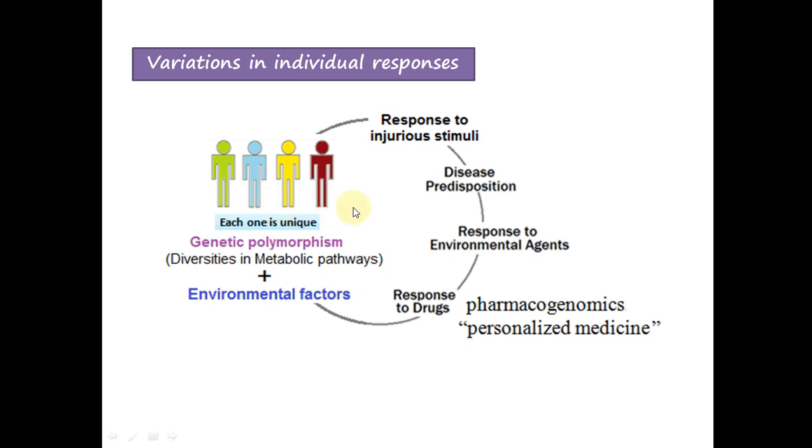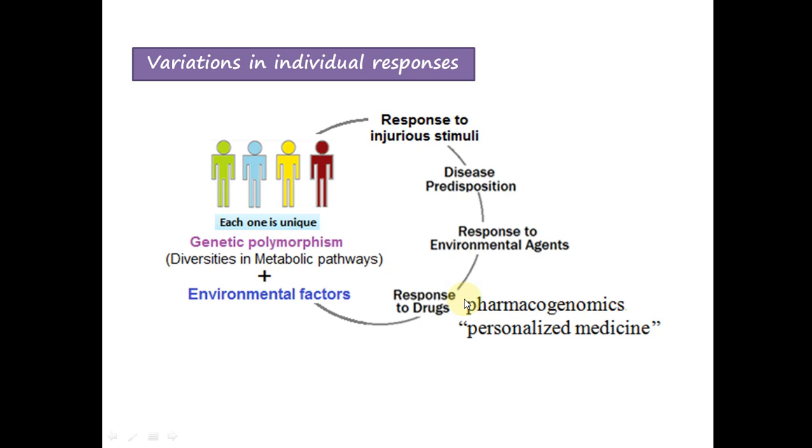We will study in genetics that genetic polymorphism is one in which an amino acid in the genetic sequence is substituted by another amino acid, and this type of polymorphism is seen in many people. Individuals with various genetic polymorphisms also differ in their response to environmental agents, in their disease predisposition, in the response to injurious stimuli, and also the response to drugs, to various medicines. Research is going on to establish personalized medicine, known as pharmacogenomics, in which an individual with a particular genetic makeup will respond to a drug quite differently from another individual.